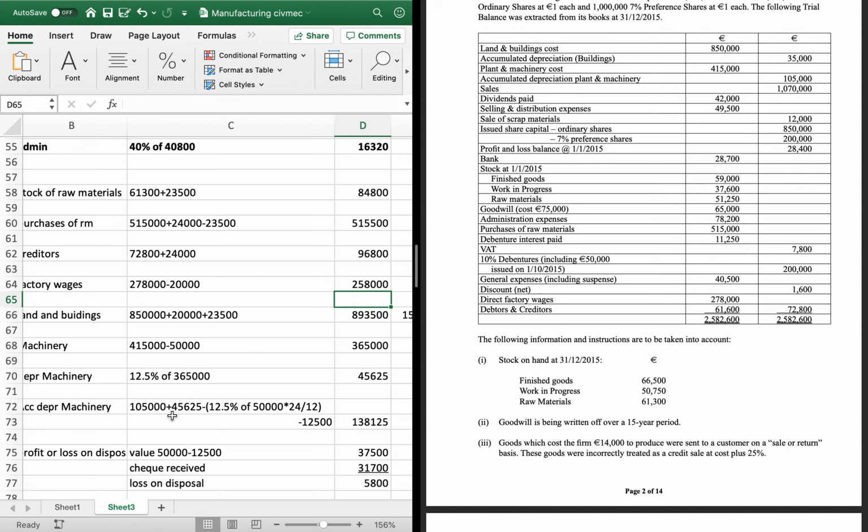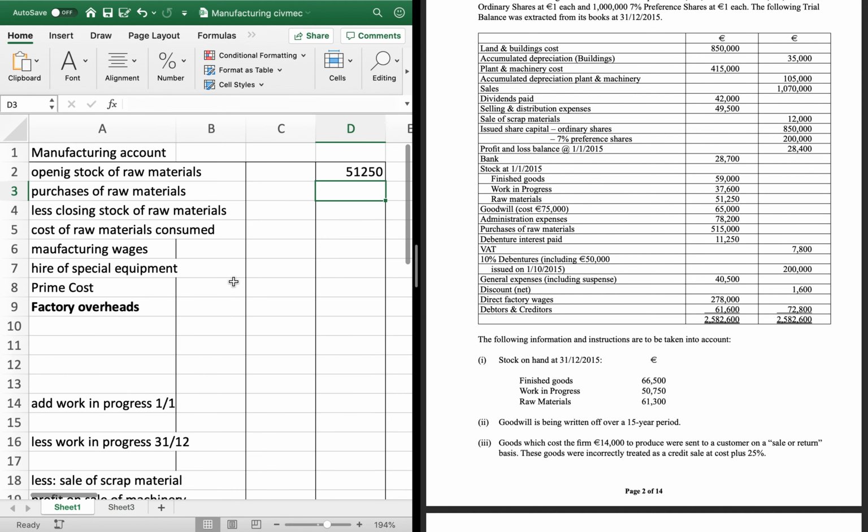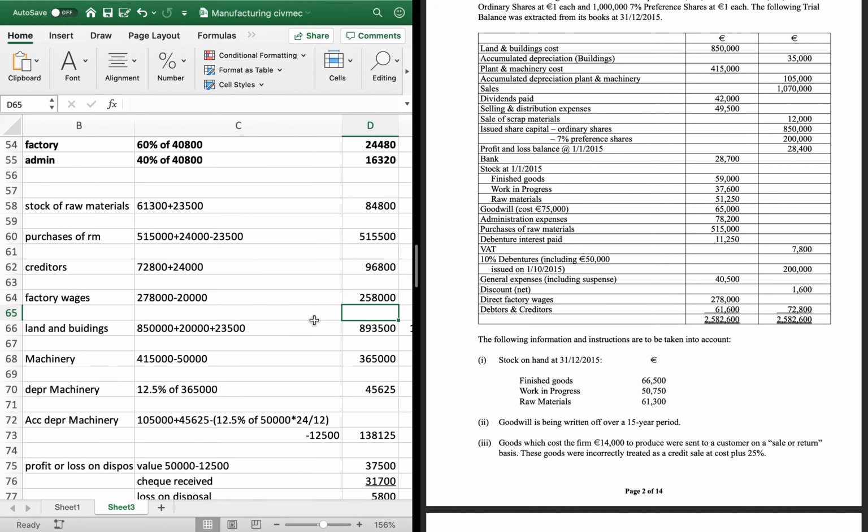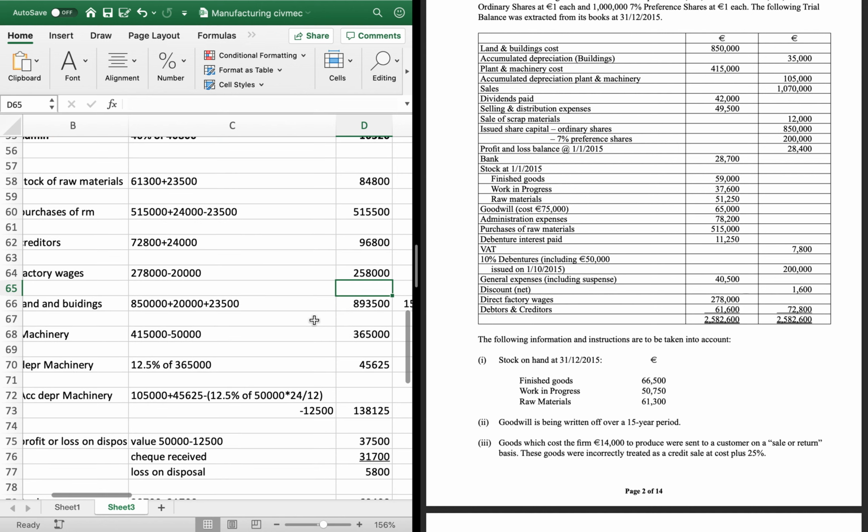All right, that should be them all. So that's 515,500. We take away our stock of raw materials. So our closing stock of raw materials changed, and it was 85.3. That should have been 24,000. Was it? Let me just check that. Bear with me for one minute while I just check the answer.